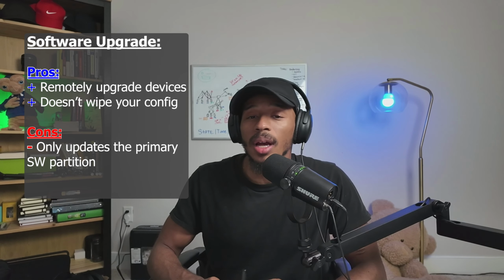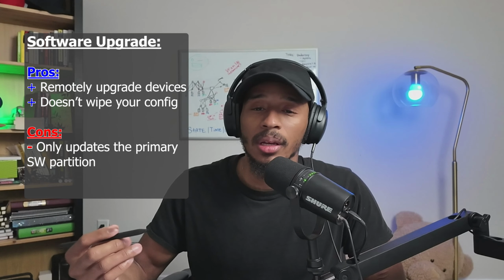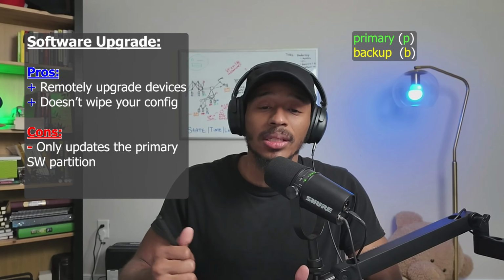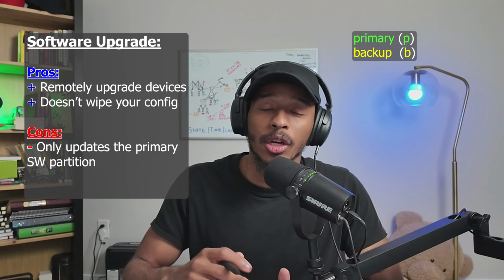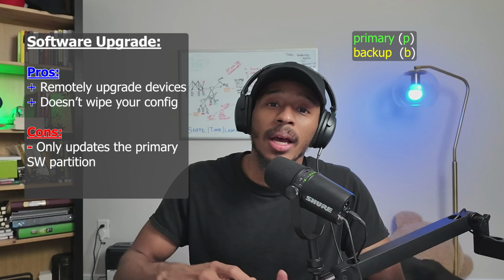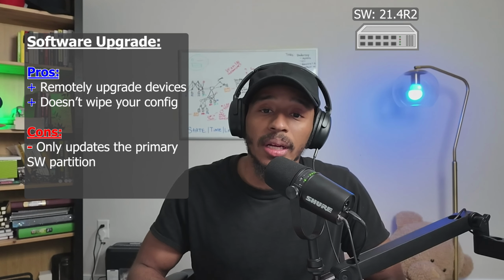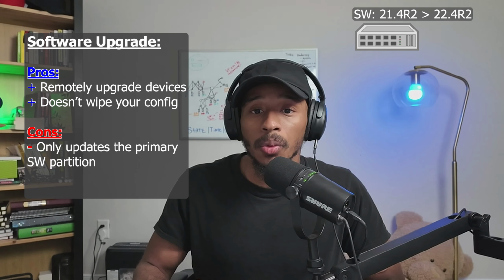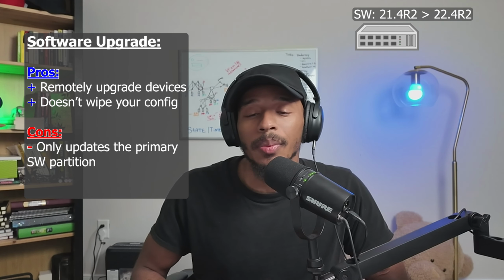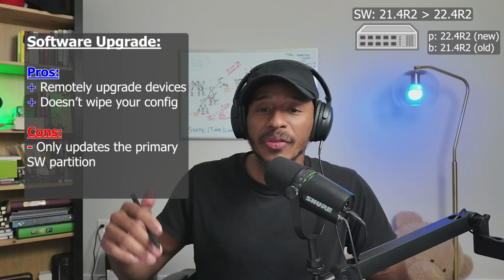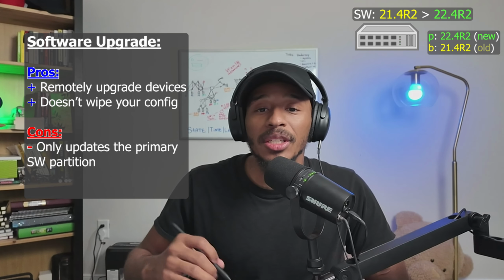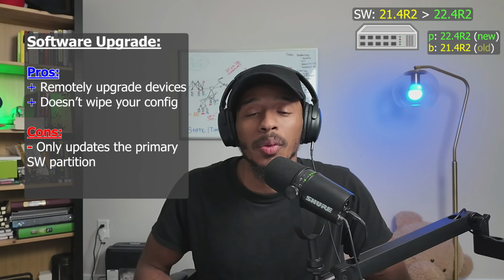When you perform a regular software upgrade, it's only going to update the primary software partition. In a lot of cases, there's a primary and a backup partition, and in this case, it updates the primary and the current software that's in place becomes the new backup, right? If you were previously running 21.4 R2 or something like that, and you're upgrading to 22.4 R2, let's say, just to keep it simple, well, that means that that previous version of code, 21.4 R2, will now become your backup, and the current version that you're installing will be your primary partition, the 22.4 R2.